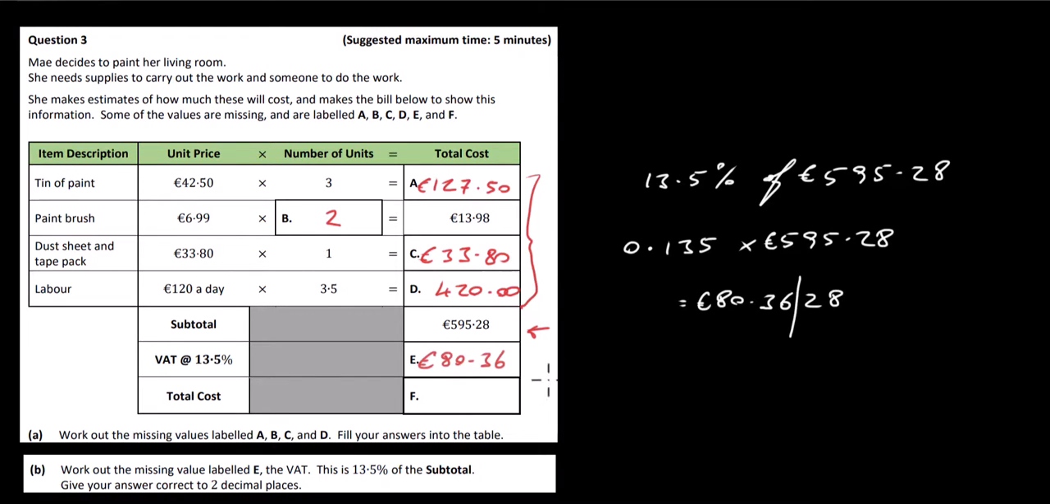The next one we got to work out is F, I presume. So let's just add these two here. Add 595.28 and 80.36. When you add those together, you get a total cost then of 675. Well, actually, you get 675.6428. And again, they want this to 2 decimal places, so you're going to stop here. The number after the 4 is a 0, 1, 2, 3, or 4, so you leave the 4 as a 4. So it's 675.64, and that is in euros. And that's really all we had to do in this question.